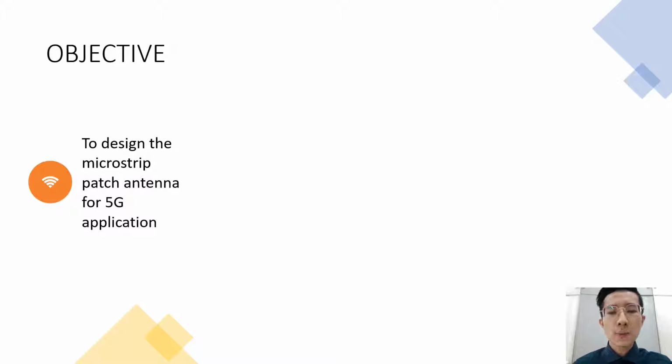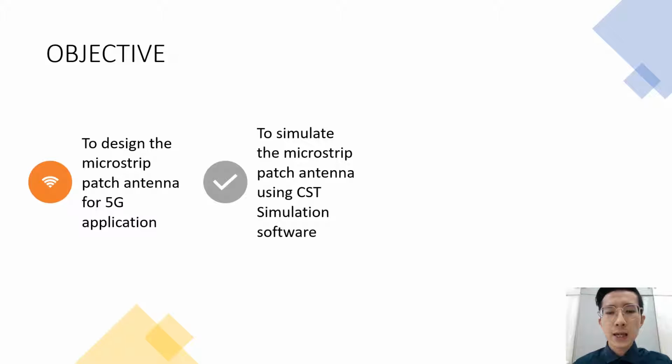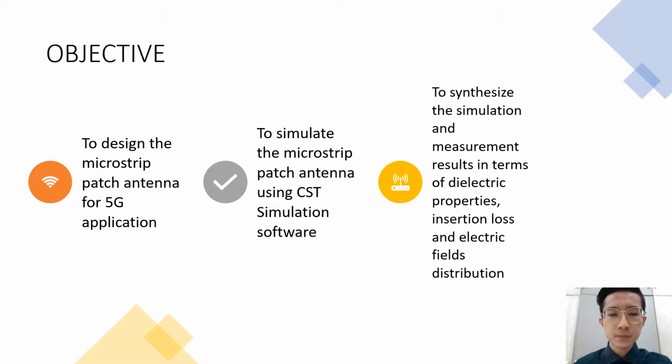The objective of the project is first, to design the microstrip patch antenna for 5G application. Second, to simulate the microstrip patch antenna using CST simulation software. Third, to synthesize the simulation and measurement results in terms of dielectric properties, insertion loss, and electric field distribution.